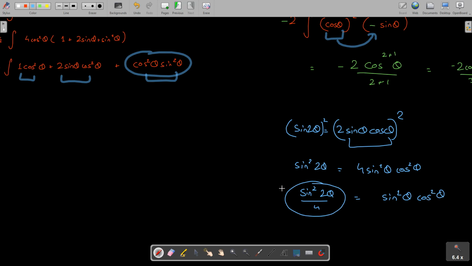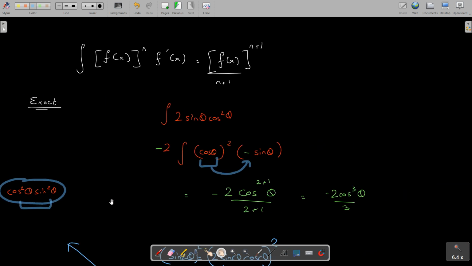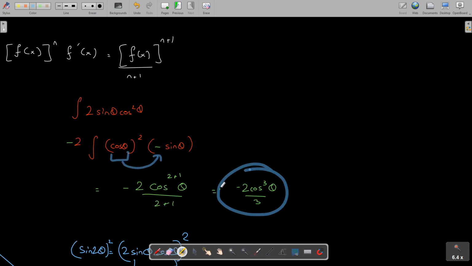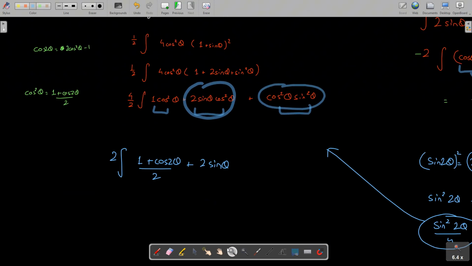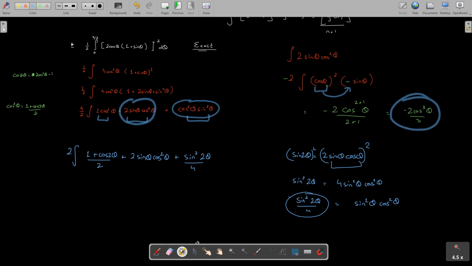So I can substitute this over here, and that's exactly what I'm going to do as well. So 4 by 2 is 2, integral of, and over here I'll substitute this, which is (1 plus cos 2 theta) divided by 2. And here I'll just leave this for now, but we already know the answer for this is what we figured out over here. Fine, we'll just use this answer because we already computed it. Now 2 sine theta cos squared theta here, and over here we will substitute sine squared 2 theta divided by 4. But if you notice, it's still quite difficult to compute this part over here.